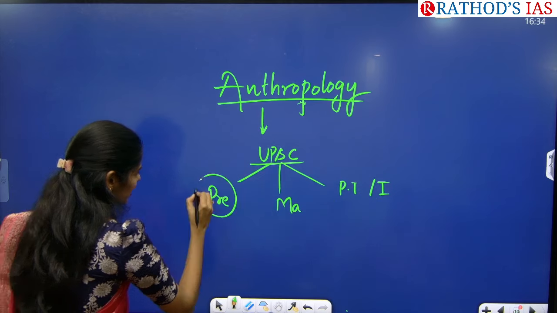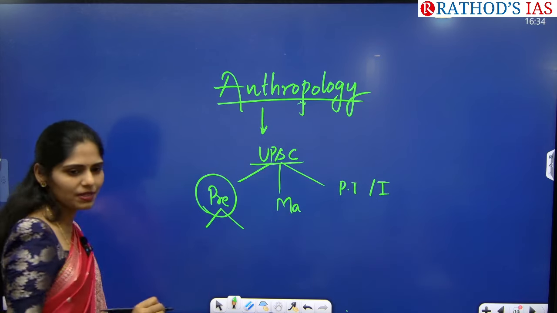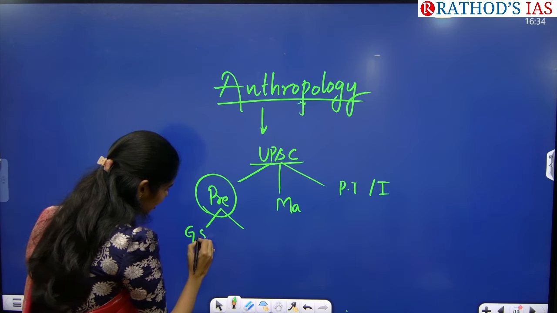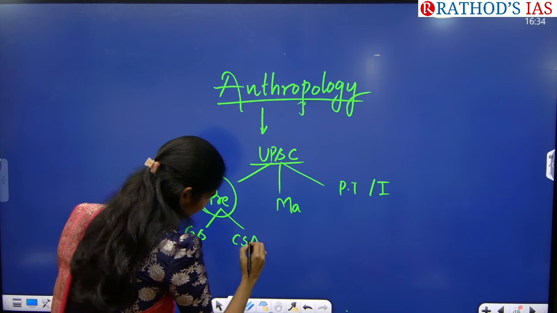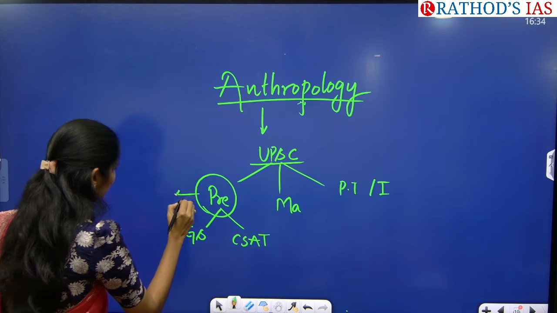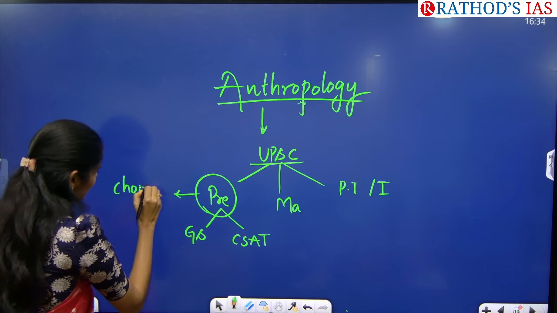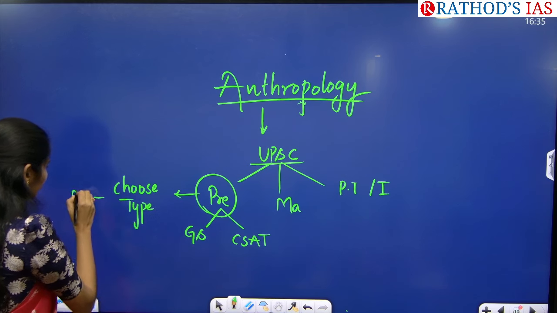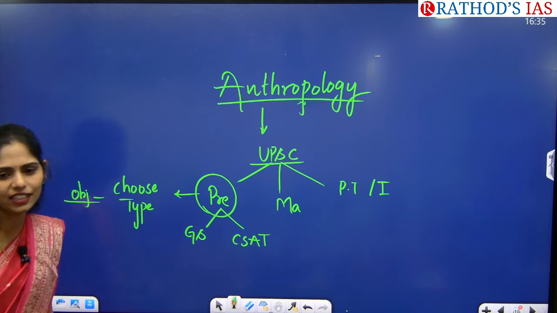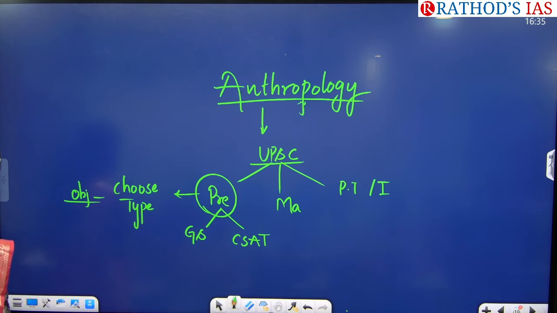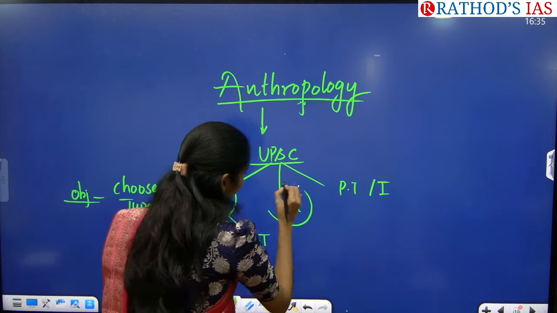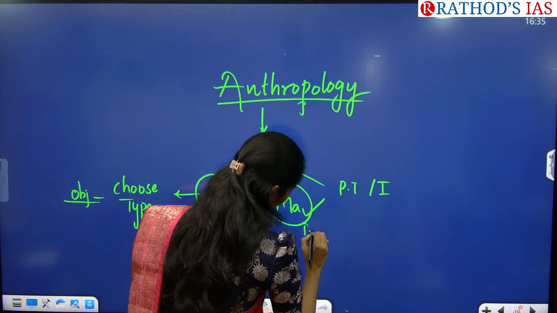So in prelims, how many papers do you have? Two papers, right? The first is GS, the second is CSAT. Only choose-the-correct-answer type questions will be there. That means it is only objective. There is no need to write anything in your paper. You just bubble, give your paper and come out. But the game changer of UPSC is your mains.